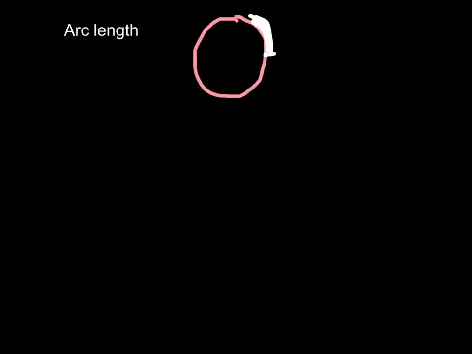Arc length is a special formula. Arc length is usually defined by S. I don't know why they use the letter S, but they do. And they just take the angle measure and multiply it by the radius. R is the radius.